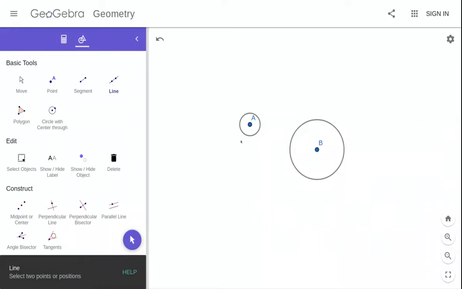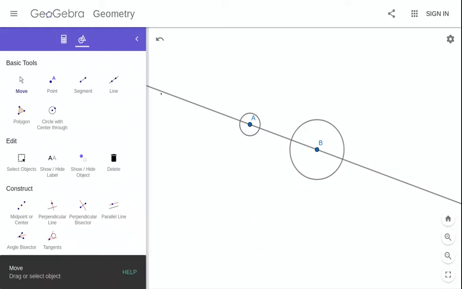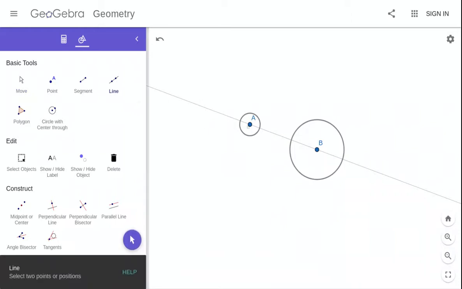So the first thing that we want to do is connect the centers of these two circles with the center line. And then I'm just going to make this be a nice thin construction line. And the next thing that we want to do is to construct any line that goes through the center of one of the circles. So let's say that we do this through A.